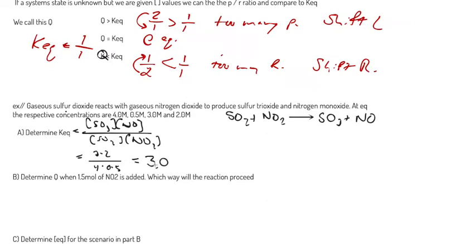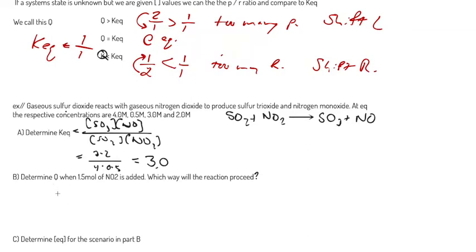So 3.0. Part B says to us, determine Q when 1.5 moles of nitrogen dioxide is added. Which way will the reaction proceed? So the reaction is going to proceed likely in the direction of the products because we're adding reactant. We can tell that before we do any calculations. If this is at equilibrium, which we know it is, and we add reactant, it's going to proceed to the right. It's going to shift to the product side.